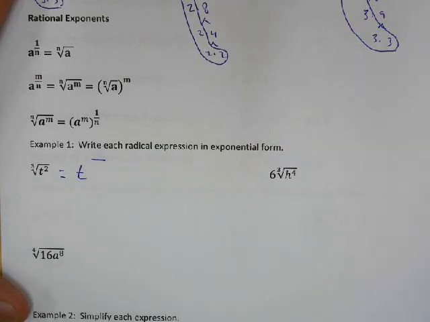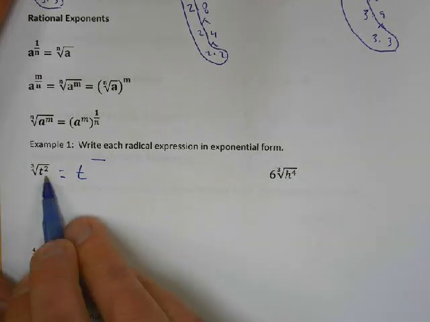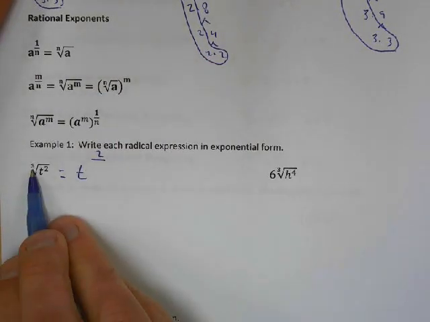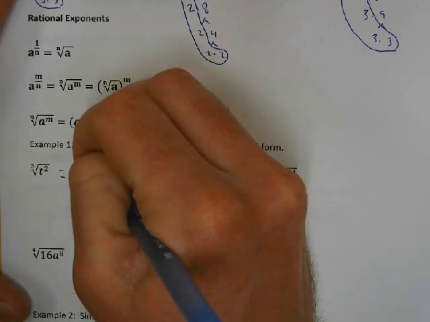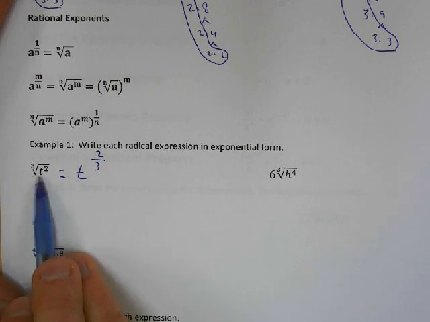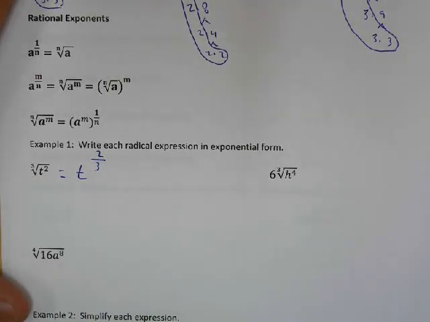So what power am I raising t to? Well, to the 2nd power. So the 2 goes on top. And then we're taking the 3rd root of t, so then the 3 goes on bottom. So t to the 2/3 is the same as the cube root of t squared. And then that's it, we're done. They just wanted it in this form. Okay? All right, next one.